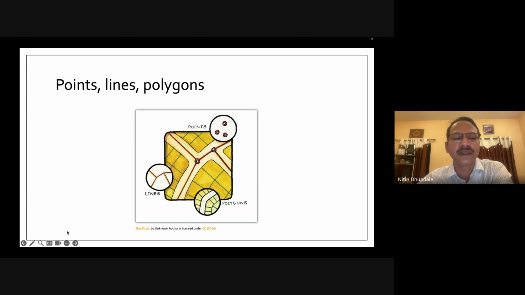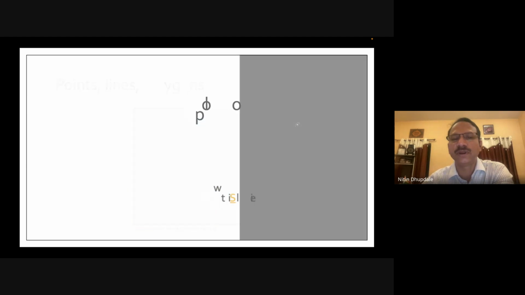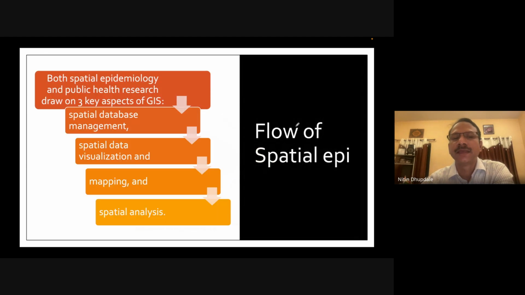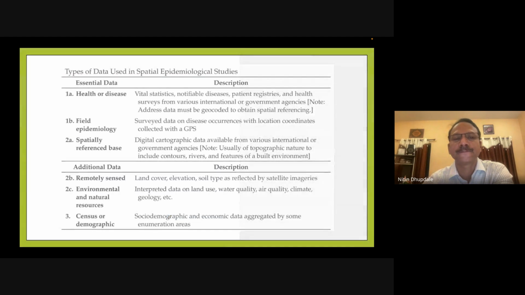So this is a point pattern here. Okay, this is the point pattern. This is the lines. Okay, and these are the polygons which are used in the vector model. So this is how spatial epidemiology works. There is data which is collected, and then the data is visualized in GIS with the help of GIS software, and then we do the various analysis part of it.